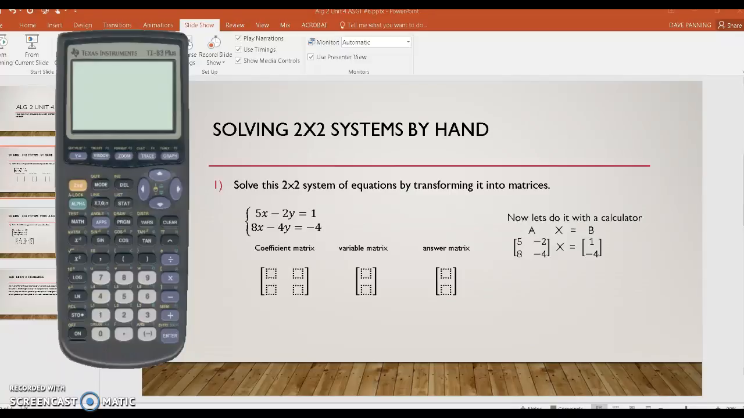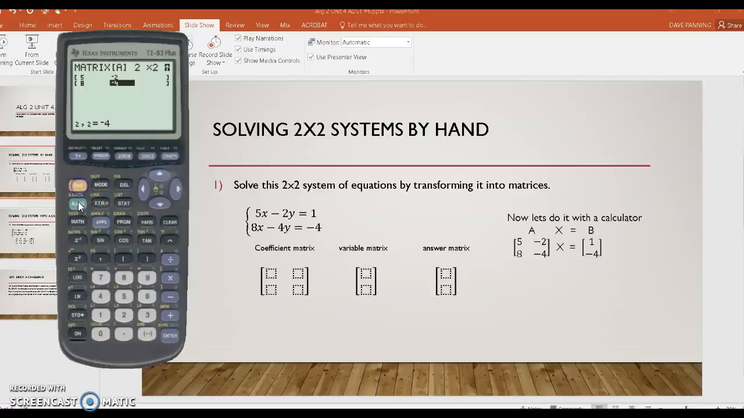So with our calculator, we're going to enter matrix A first. So if you haven't done this before, let me clear all this. You're going to go to your second matrix button, which is right here. We're going to choose matrix A. We're going to edit it. And so I've already done this problem once, so mine's already in there. It's a 2x2 matrix. And so if you don't have these in there, you want to put 5, -2, 8, and -4. That's matrix A.